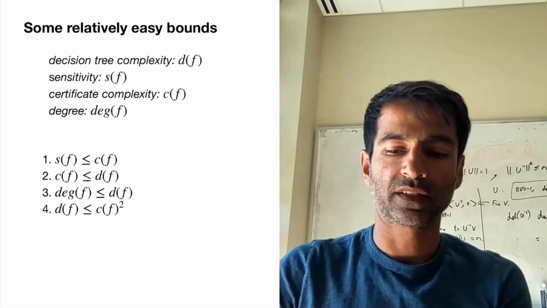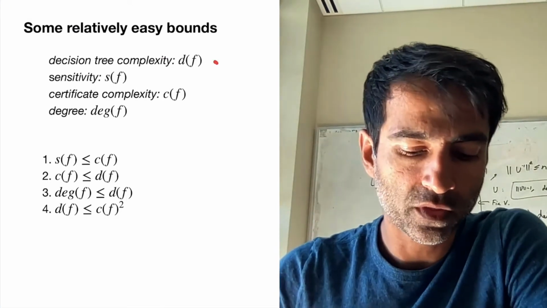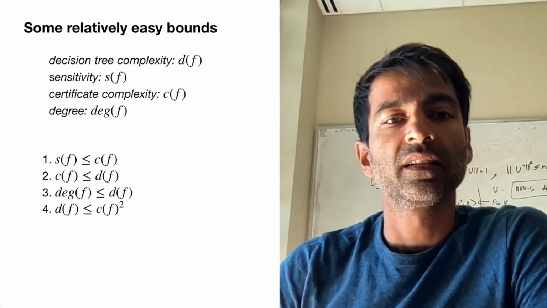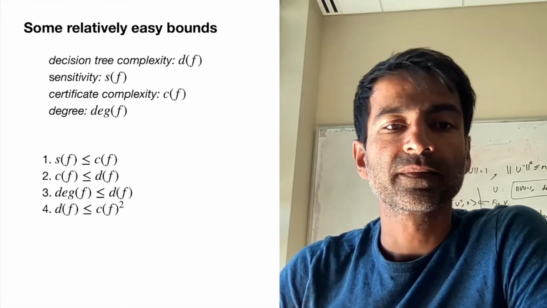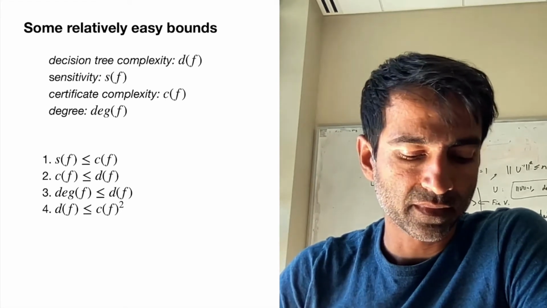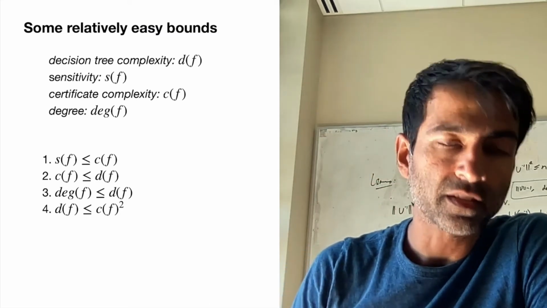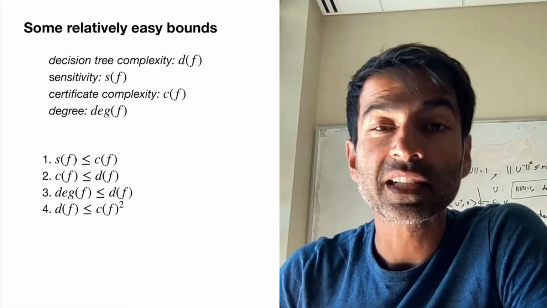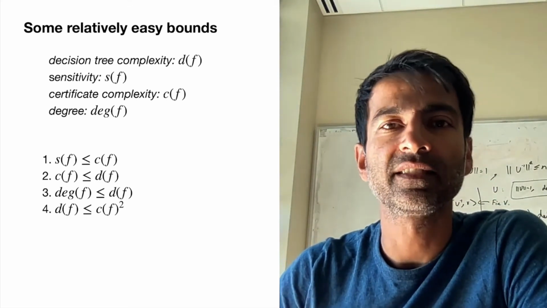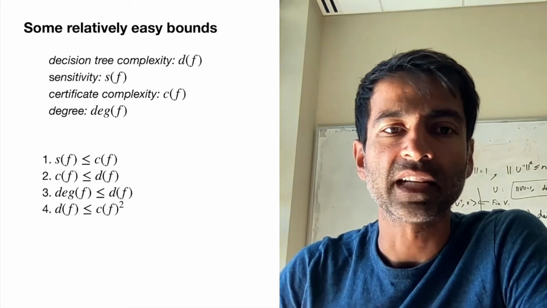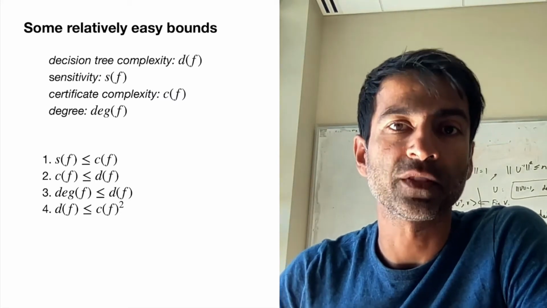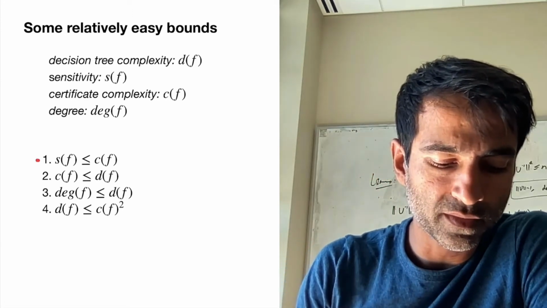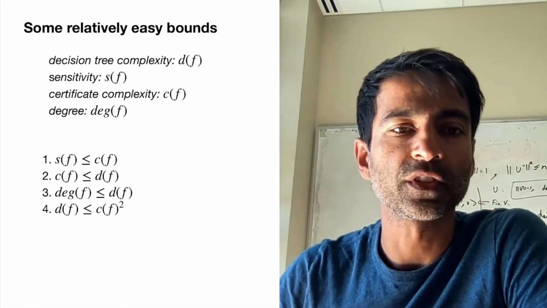All right, so I've now defined 4 different ways of measuring the complexity of Boolean functions. And these are all related to each other. And here are sort of 4 different results you can prove that are relatively easy relating these measures to each other. And I'm not going to prove these 4 results. I'm going to leave them to you. The first 2 are somewhat straightforward, so I won't say anything about them. You can try to prove them for yourself.